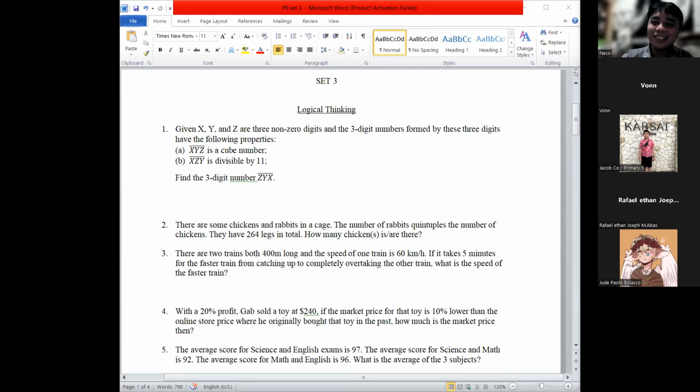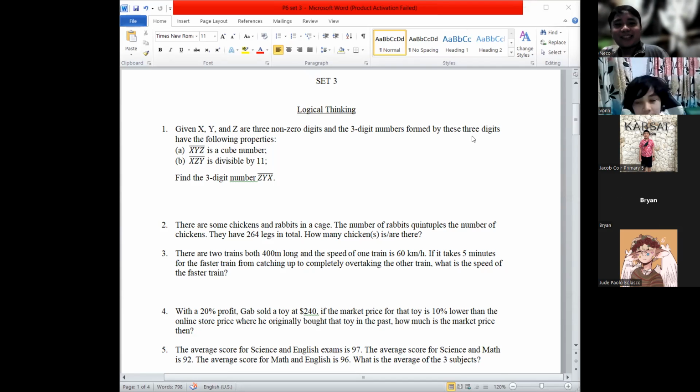Switch Y and Z. XYZ is a cube number. So meaning if we arrange them in a manner, we're gonna have, I don't know the answer. Maybe it's 112. Find the 3-digit number ZYX. 729. Oh, someone spotted it already. Yeah, so meaning we're talking about what? Is that 927? Yeah, that's actually it.